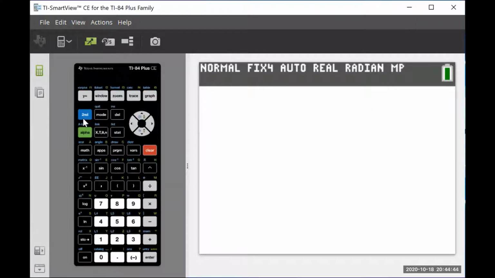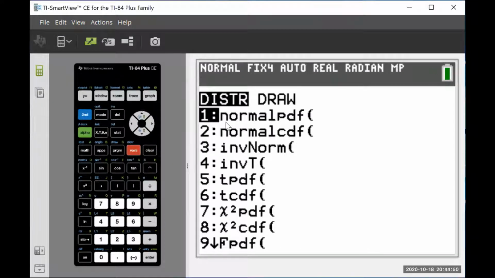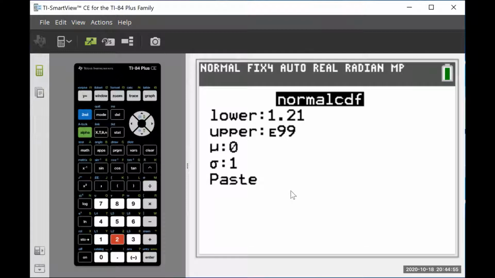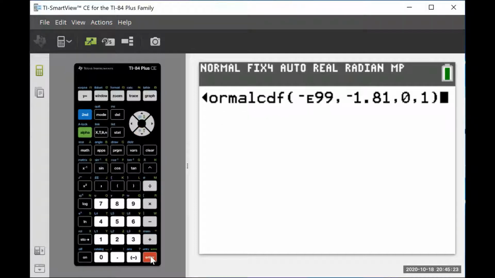In TI-84 calculator, we go to second and vars to access the distribution. And we are looking for normal CDF, which is number 2. So once you get to this window, which says normal CDF, we fill the information here. The lower boundary in our case is negative E99, negative E, that is second and comma will give you E99. Now the upper limit for the area is negative 1.81. Mean is 0. Standard deviation is 1. And then paste that information in the main screen.